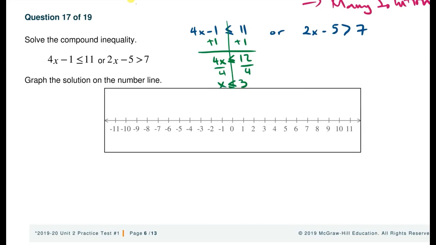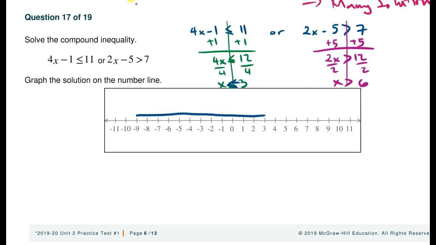Since both have x on the left side, we get to use the arrow method. The first one, less than, is pointing to the left. So from 3, we're going to go to the left, and since there's an equal sign, we use a bracket. Over here, x greater than 6: from 6, you go to the right, and since it's greater than without an equal sign, you use the parenthesis.